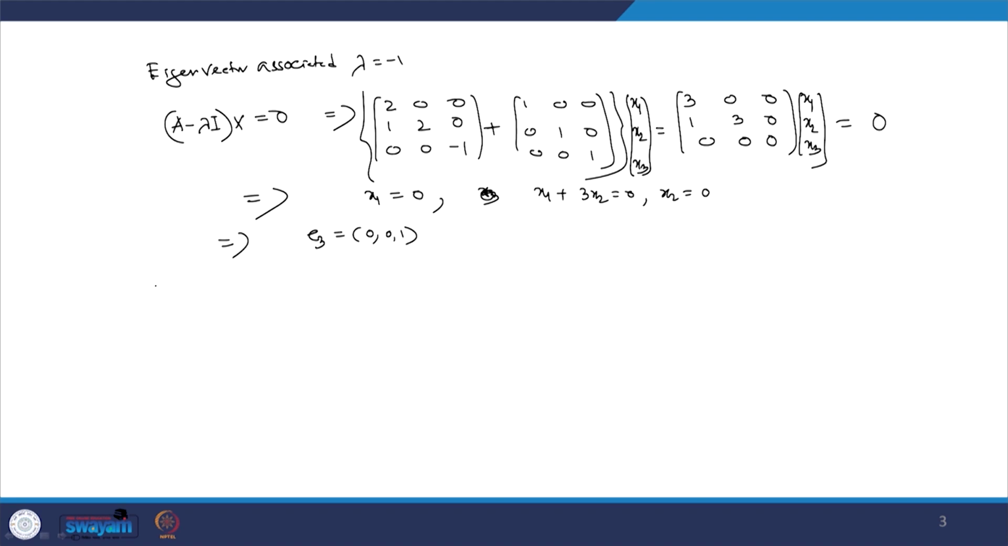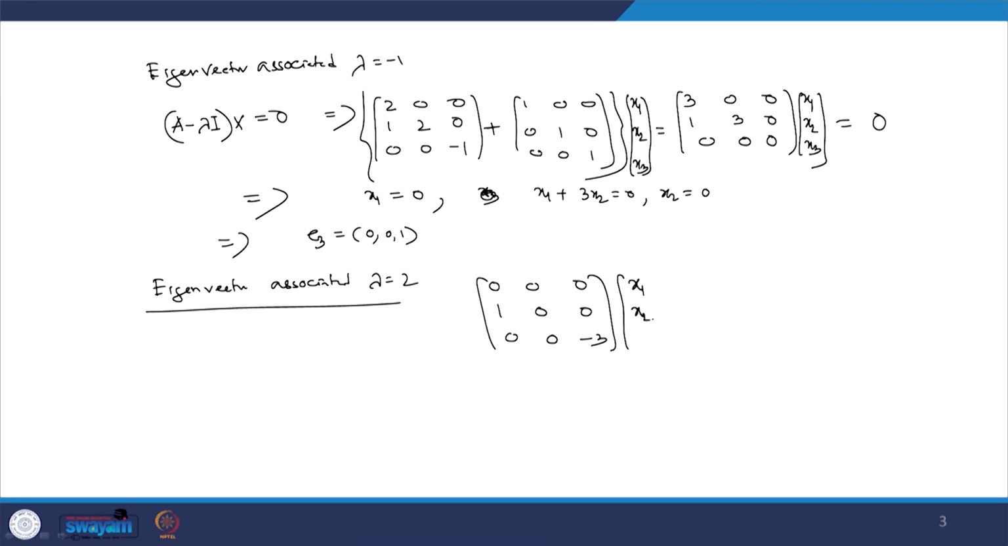Now, similarly, if I consider the eigenvector associated to eigenvalue equal to plus 2, I will have the matrix 0 0 0, 1 0 0, 0 0 minus 3, multiplied by x1, x2, x3, equal to 0 0 0. So, this implies that x1 equal to 0 and x3 equal to 0, which implies e2 equal to (0, 1, 0) is the eigenvector associated to eigenvalue equal to 2. And I will have only one eigenvector associated to eigenvalue lambda equal to 2, because this matrix has rank equal to 2. So, the nullity is 1.